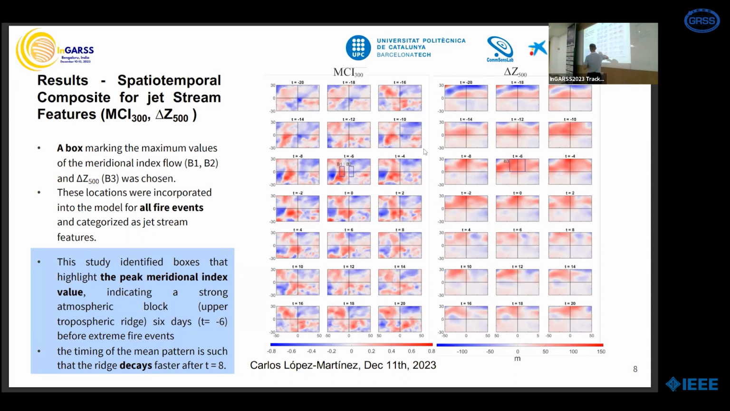So basically, what we were doing is considering the fire at T0. The fire takes place at this position. What we were observing is the evolution of the jet stream. Approximately 6 days before the event of the fire, essentially 1 week, there is a big anomaly on the area. And this anomaly creates the condition of the meandering of the jet stream. So basically, with this, we can control where the top of the jet stream is going.